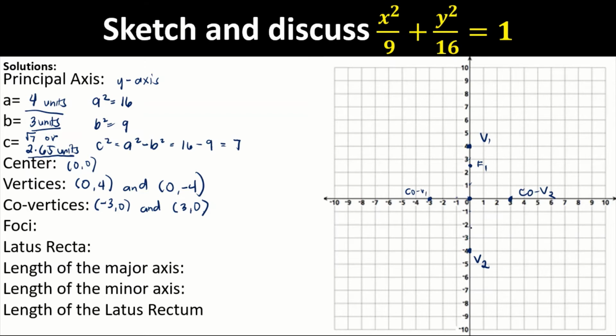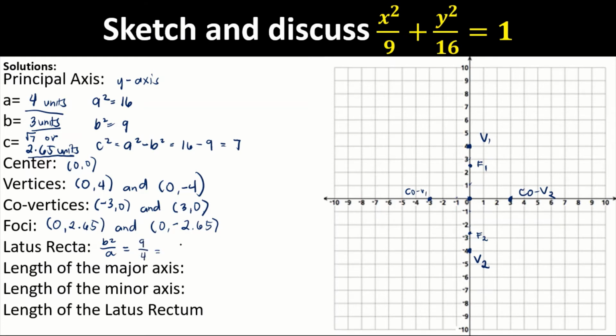And mula sa center, 1, 2, and 0.65. That is the F sub 2. So, our foci, we have the coordinate points of 0, 2.65. And we have also 0, negative 2.65. Okay, and then for the latus recta, we are going to use the B squared over A. So, B squared over A is 9 over 4.